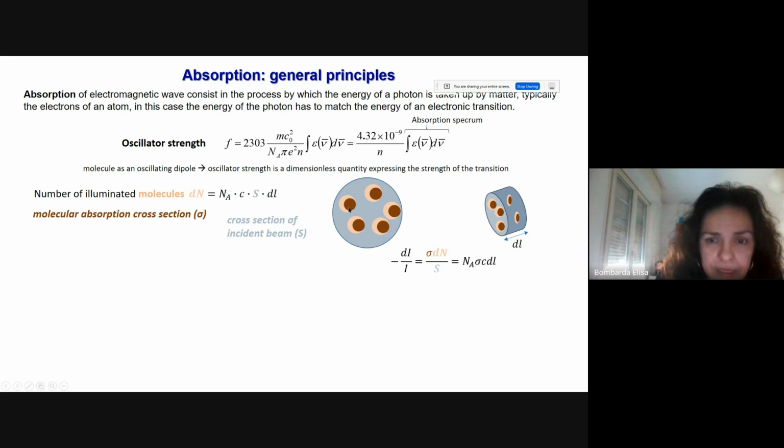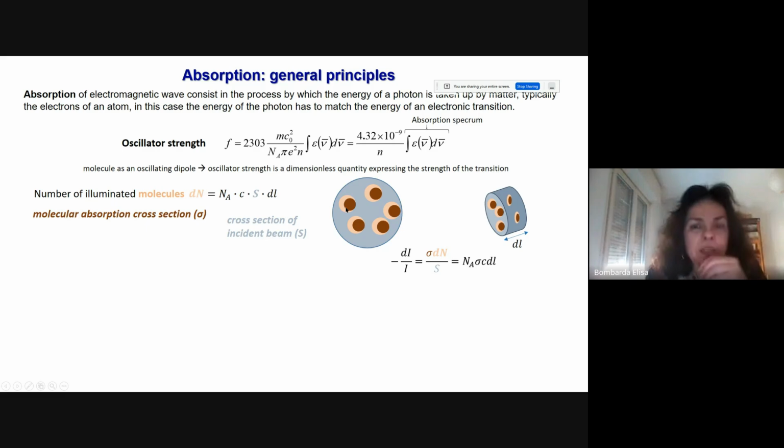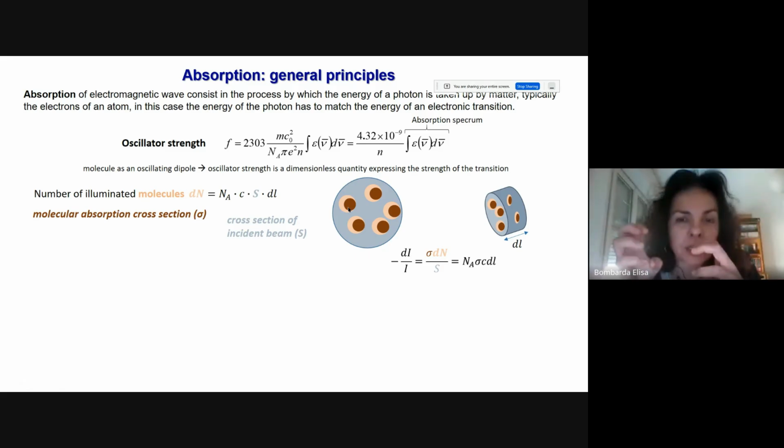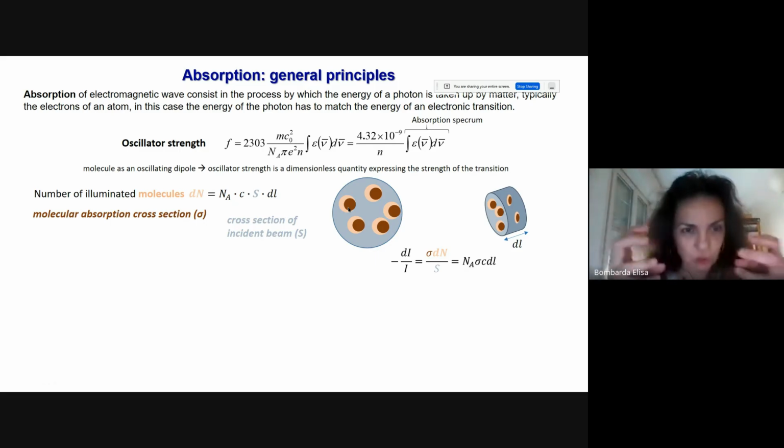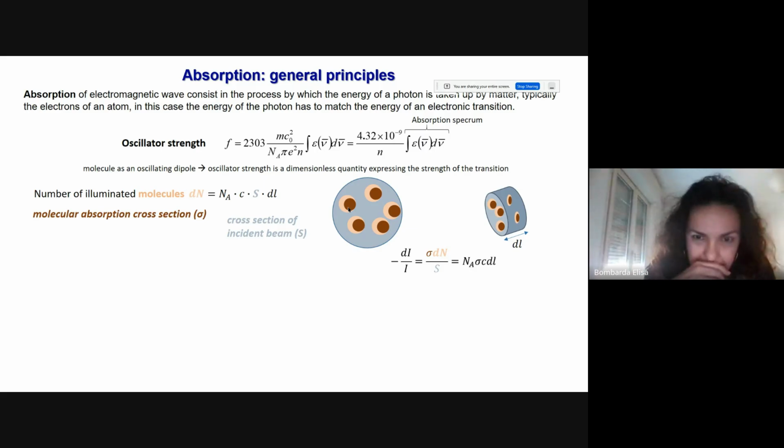But what we are interested in actually is the ability of a molecule to absorb the light. So we define the molar absorption cross section, which is the brown circle, which is actually a geometrical parameter proportional to the ability of the molecule to absorb light. That's what cross section in physics means. Of course, the cross section is not as large as the molecule, because the molecule has a certain probability of absorbing light. But that is what we are interested in.